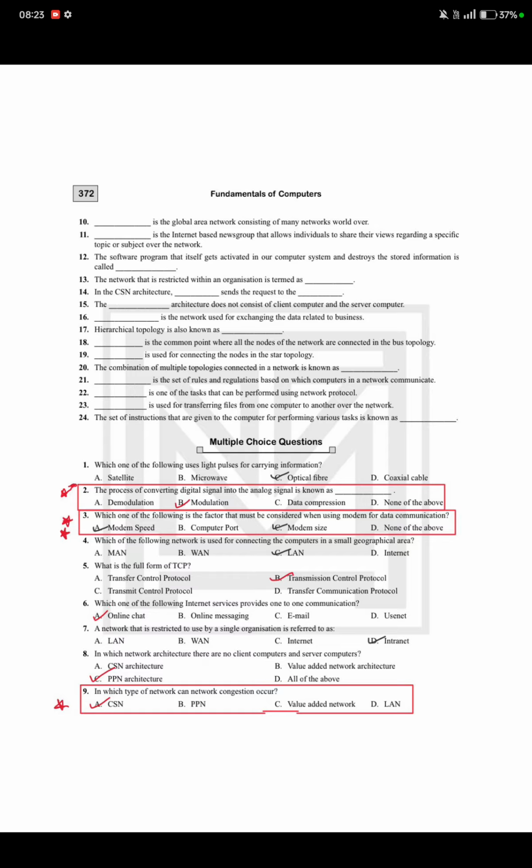Which one of the following internet services provides one-to-one communication? Online chat. A network that is restricted to use by a single organization is referred to as an intranet. In which network architecture are there no client computers and server computers? Peer-to-peer network architecture, PPN. In which type of network can network congestion occur? CSN. Network congestion occurs in a client server network.